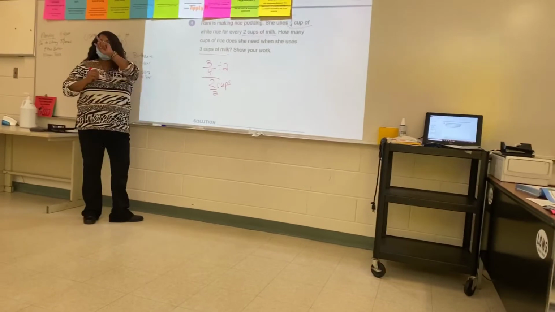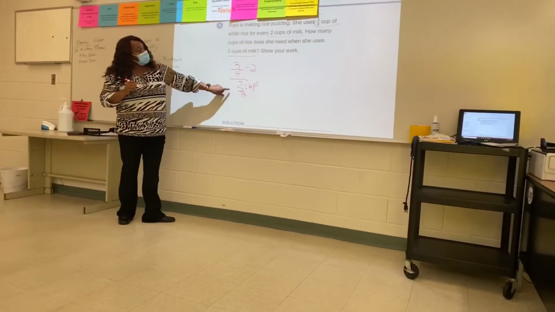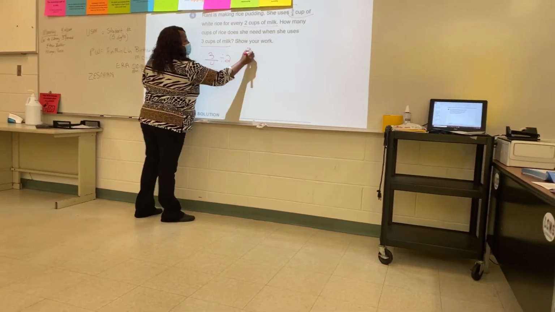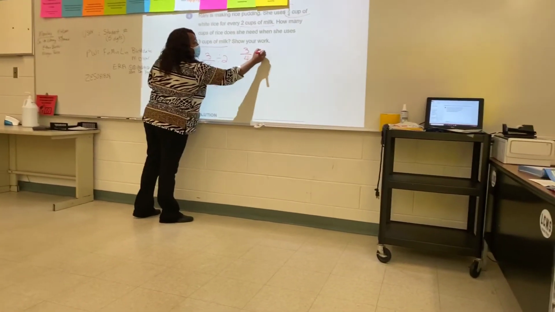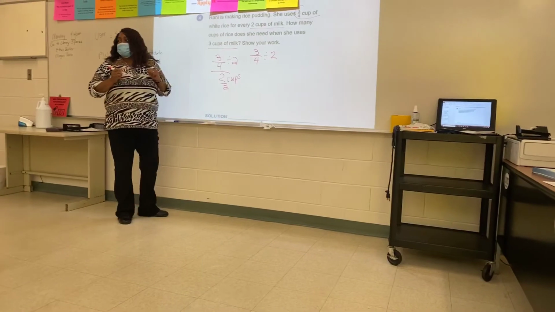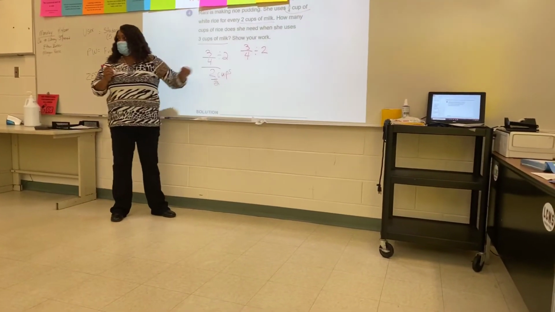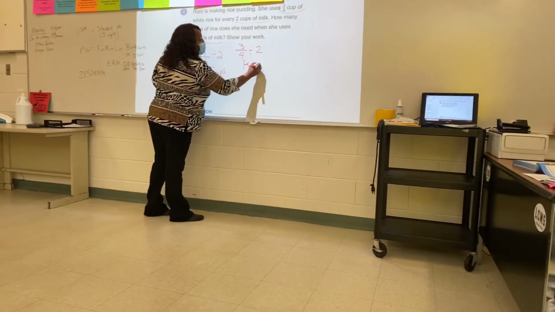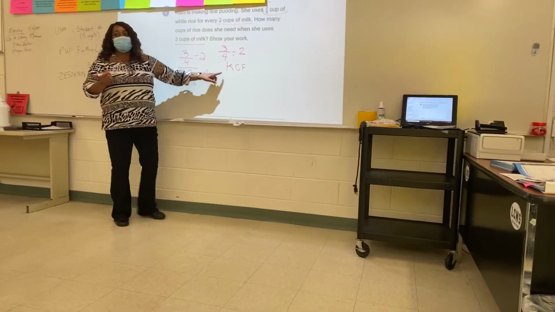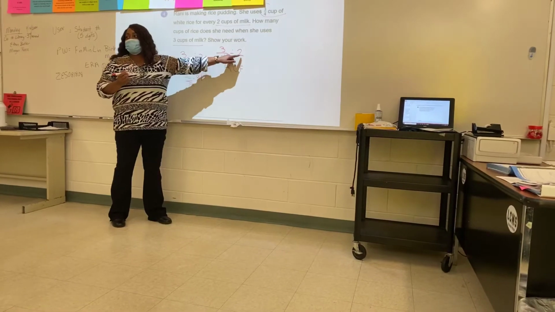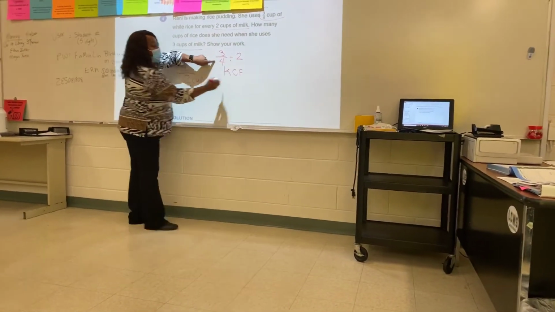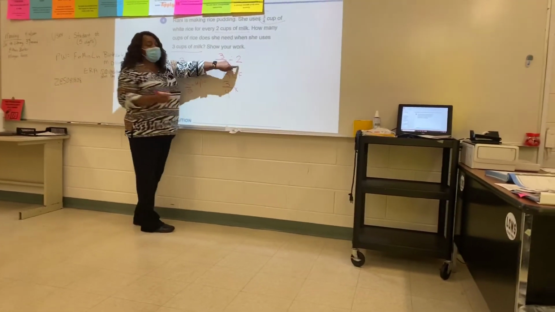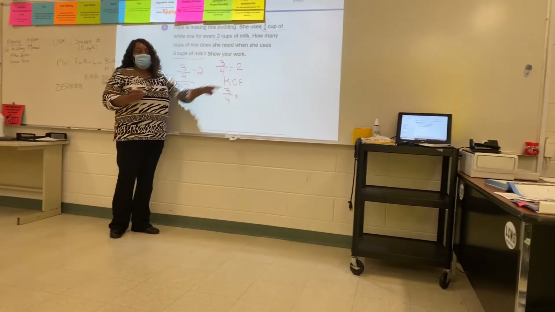So let's find out how much rice we need for 1 cup of milk. Let's do this: 3/4 divided by 2. Trent, what do we want to do? Keep, change, flip. He wants to use keep, change, flip. Remember, keep, change, flip is the same as multiplying by the reciprocal. So we keep, multiply. What would the reciprocal of 2/1 be? 1/2.